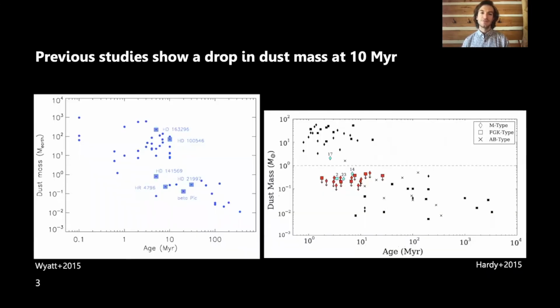There have been some previous studies that show a drop in the dust mass at 10 million years. In both of these plots, we have the dust mass as a function of age for the individual targets, and we can see that at 10 million years, the drop in dust mass was then used to ascribe the transition from the protoplanetary to the debris disk phases.